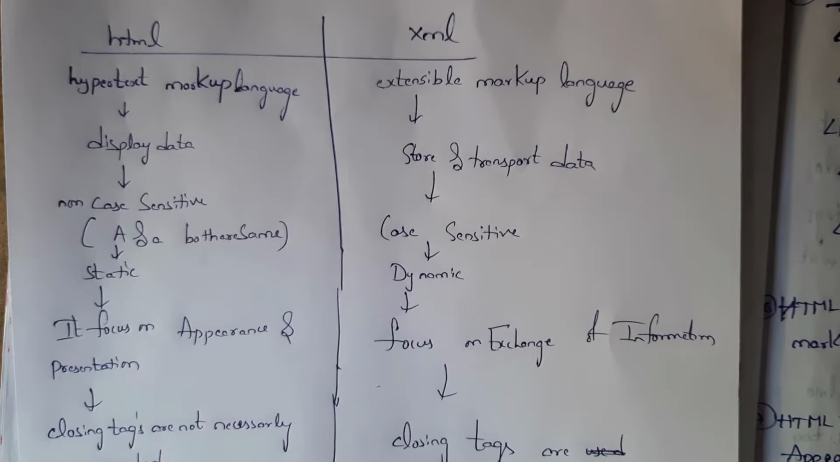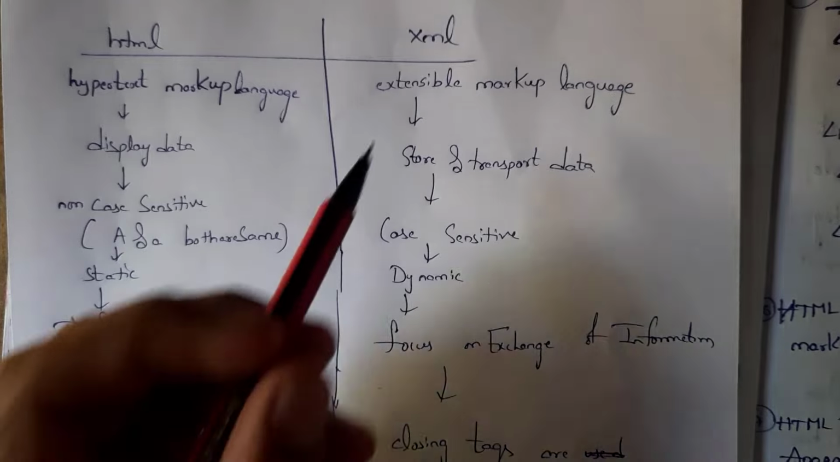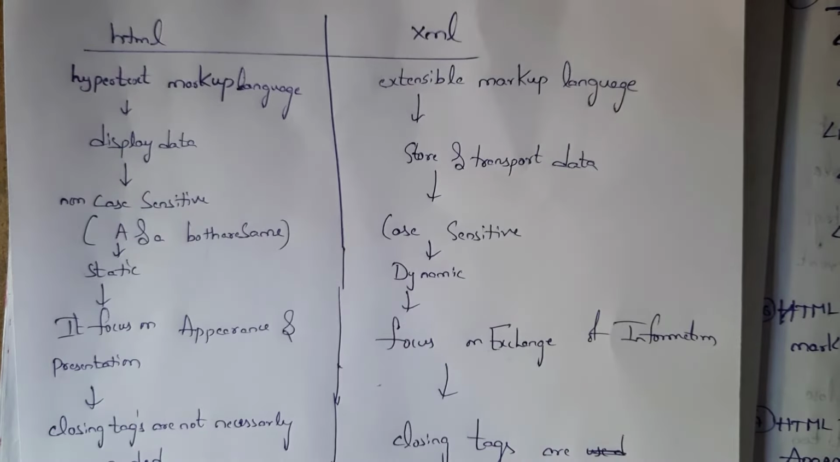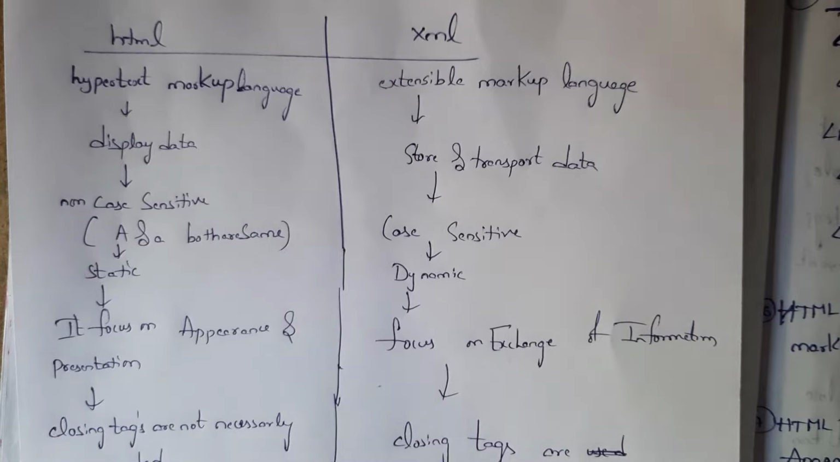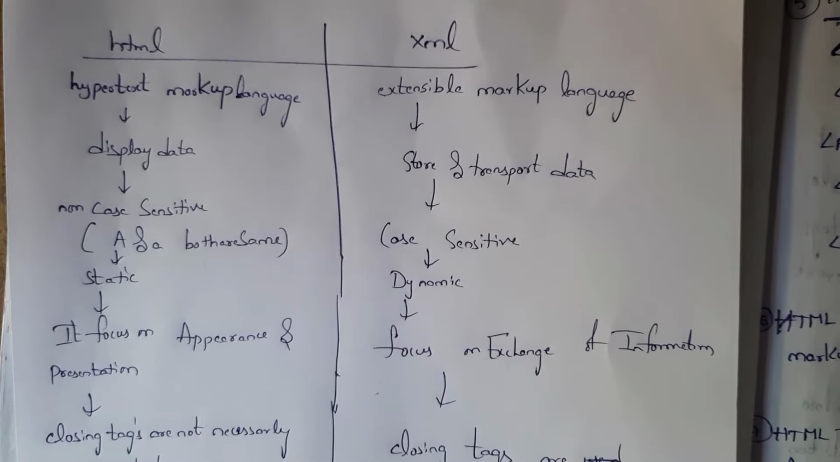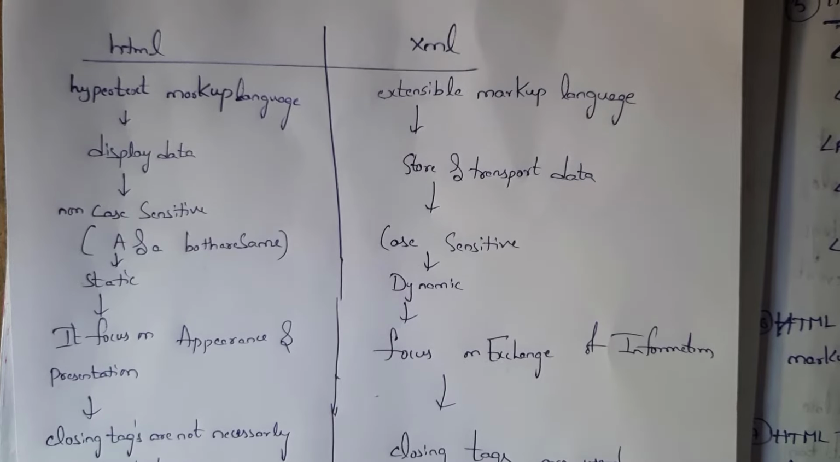Before starting introduction to XML, you need to know the difference between HTML and XML. HTML stands for Hypertext Markup Language and XML stands for Extensible Markup Language. HTML is used to display data, whereas XML is used to store and transport data.